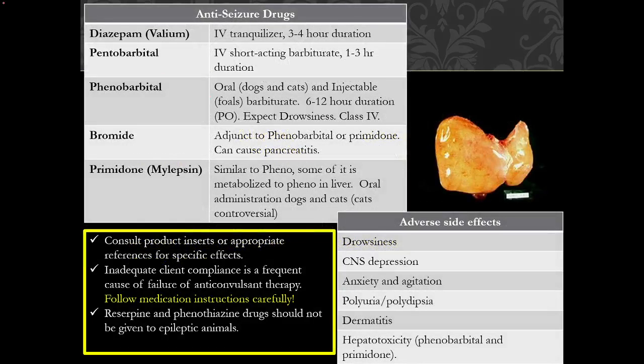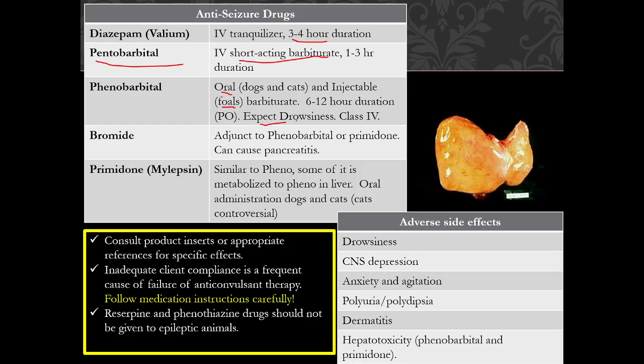Some anti-seizure drugs. Diazepam, a benzodiazepine. It's used as an IV tranquilizer or rectally, and it has a very short duration, just 3 to 4 hours. So we're not going to use this a lot. Pentobarbital is an IV short-acting barbiturate, 1 to 3 hour duration. Phenobarbital, we typically give orally to dogs and cats, could be injectable as well. We can most often use that for foals. It's a 6 to 12 hour duration, so we may give this 2 to 3 times a day.